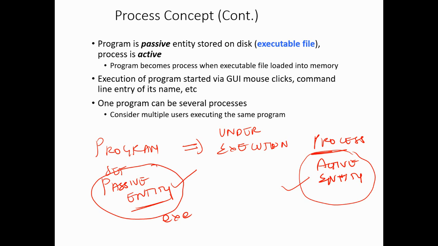To convert the program into a process, we are supposed to load this executable file into memory. Once we have loaded the executable file into memory, we can say the passive entity, which is the program, has been converted into an active entity called a process. Execution of a program is started via mouse clicks or command-line entry of names, etc. We do know about that.